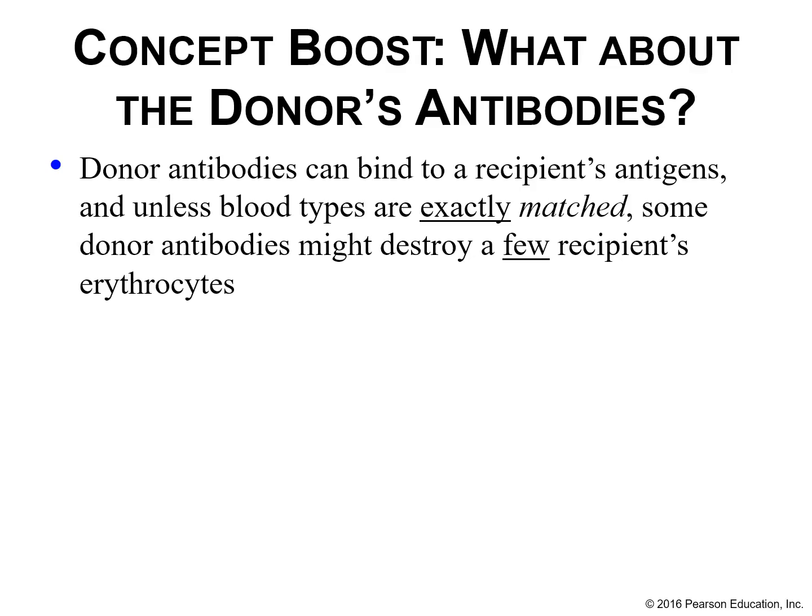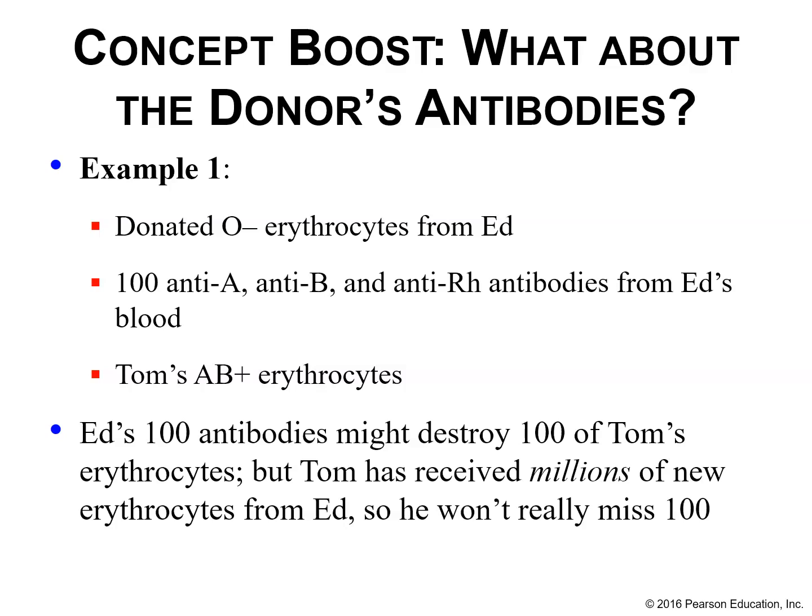So what about the donor's antibodies? Remember, donor antibodies can bind to the recipient's antigens, and unless their blood types are exactly matched, some antibodies in the donor might destroy a few of the red blood cells in the recipient. So if you look at this example here, Ed's 100 antibodies might destroy 100 of Tom's red blood cells. But remember, Tom has received millions of new red blood cells from Ed, so he won't really miss 100 red blood cells.